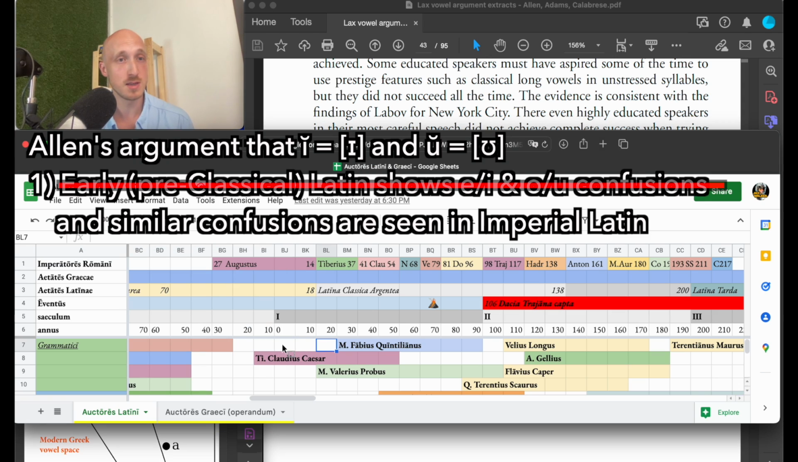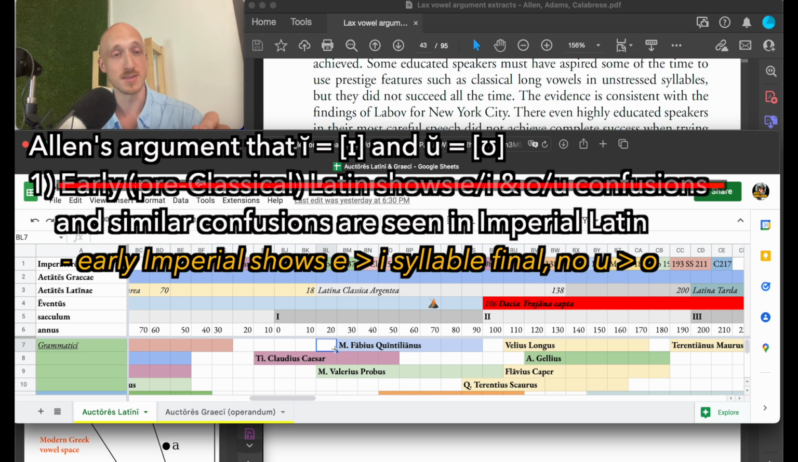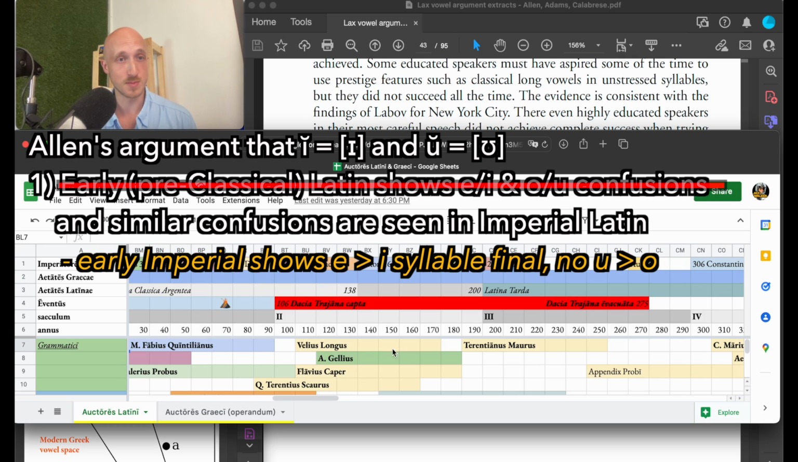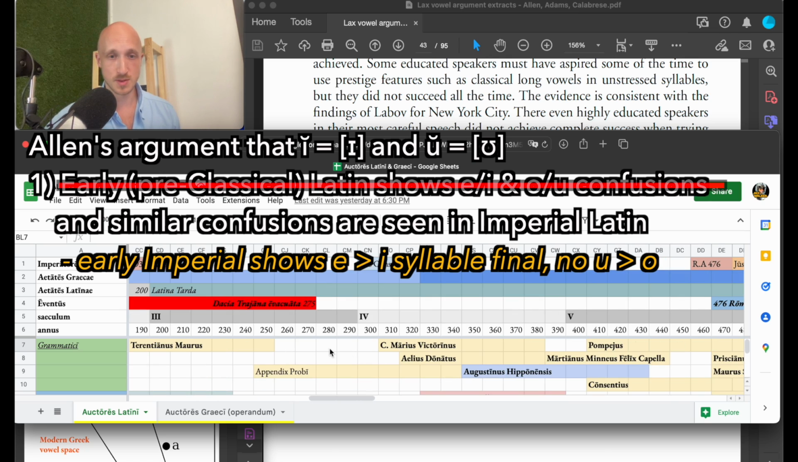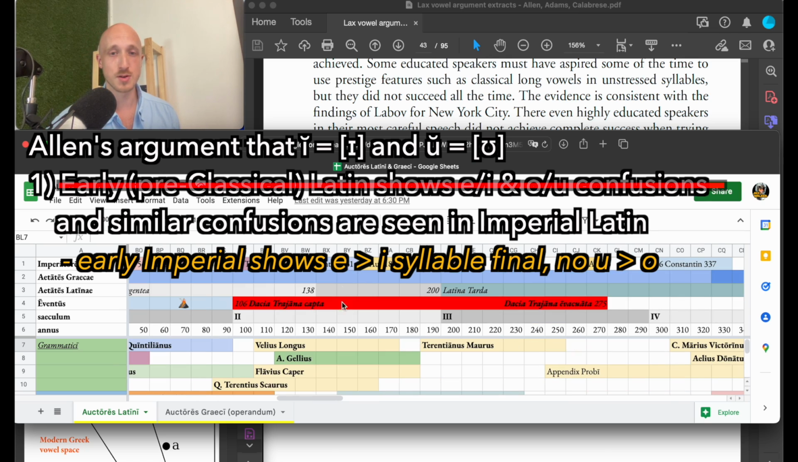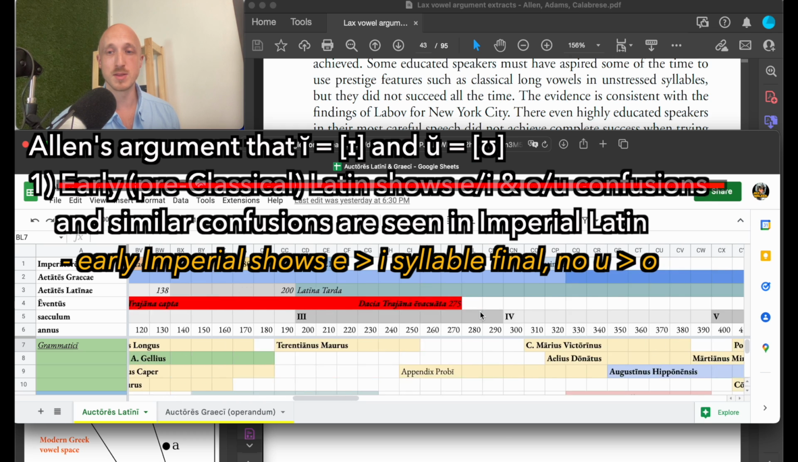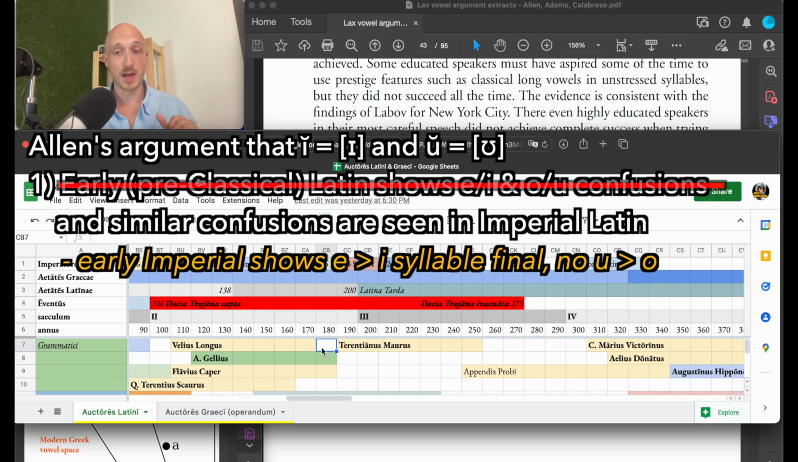We do see F or E in the 1st century, not just in Pompeii, but in other places, but only syllable final. Vedius Longus, the first grammarian to confirm this, and then from the 3rd century as a generalized phenomenon. It occurs in Romanian, but the back vowels don't. So Allen's argument is that this is something that was always part of Latin.